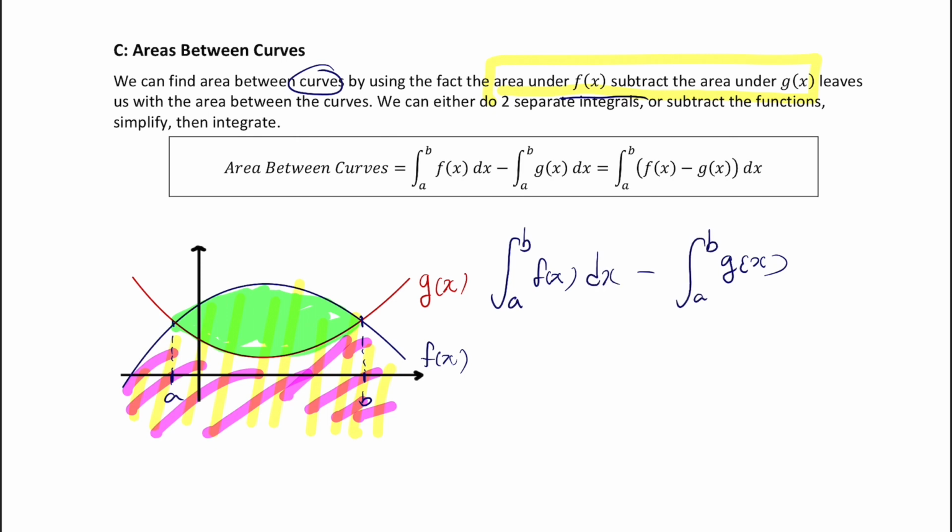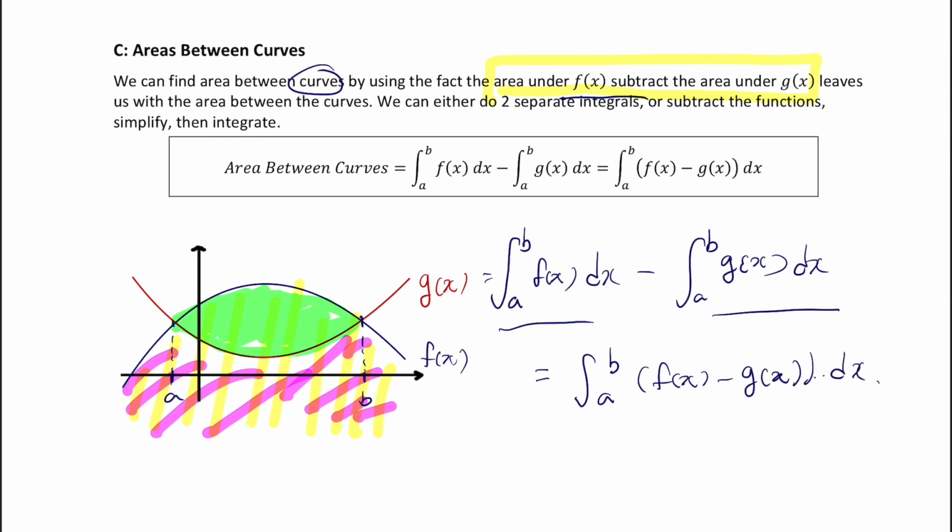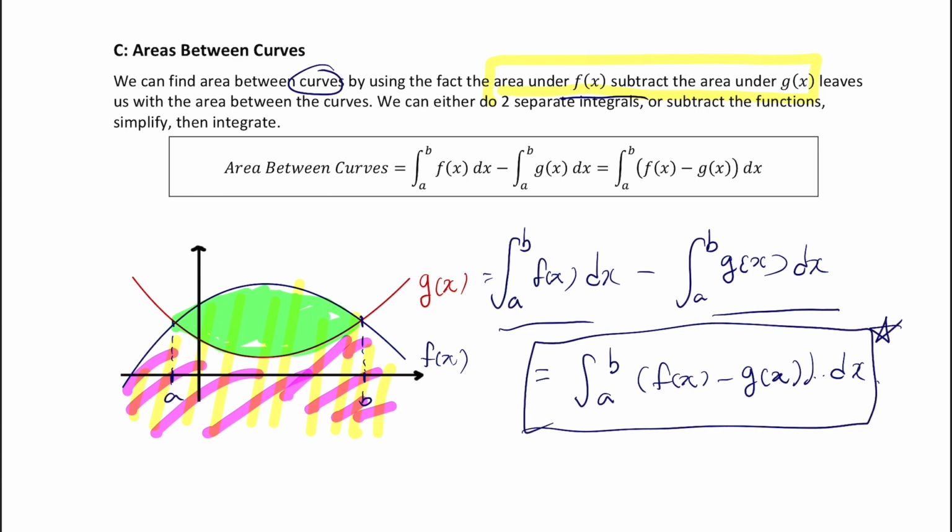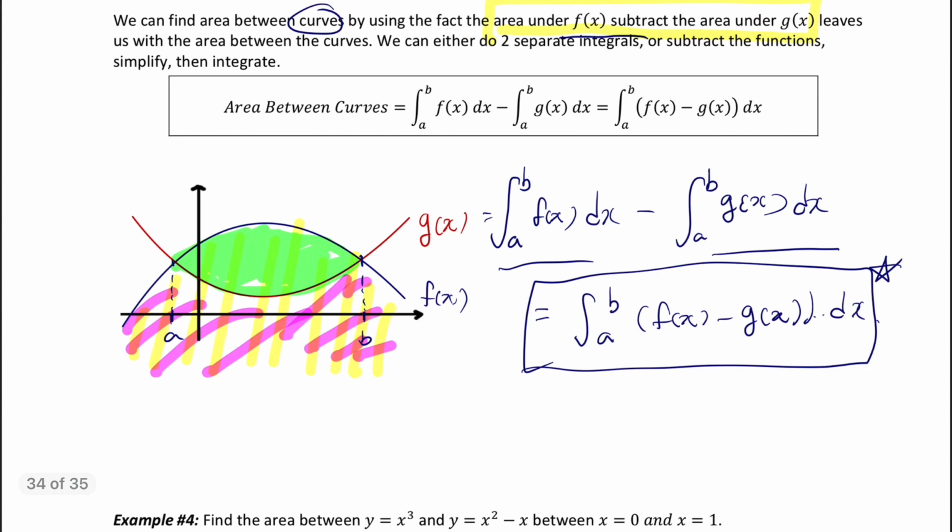We can calculate the area between these two graphs by subtracting g of x from f of x, like this. This can also be rewritten in the simplest form as the integral from a to b of f of x minus g of x times dx. Then let's try to use this formula to calculate the areas between the curves.